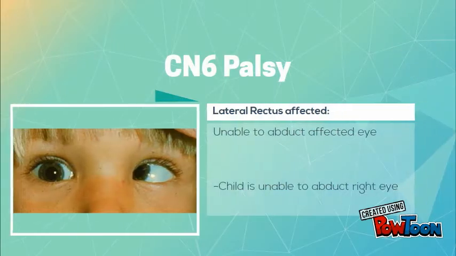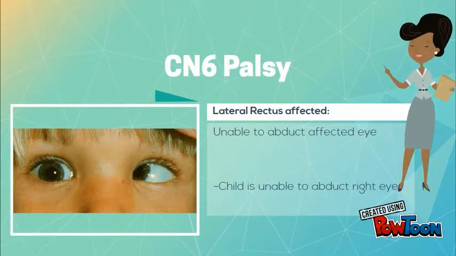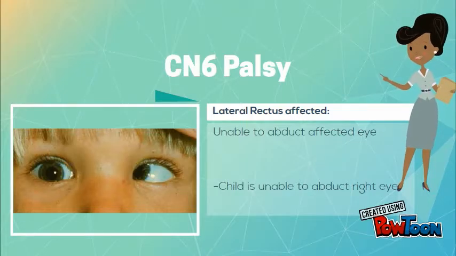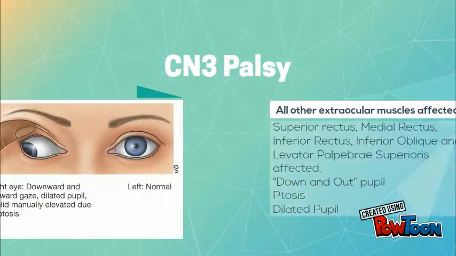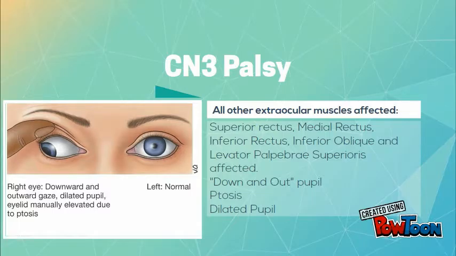CN6 palsy. So lateral rectus will be affected, so they will be unable to abduct that affected eye. So as you can see in this picture, the child is trying to look towards the right, and because of the palsy, they are unable to abduct their right eye. CN3 palsy. All the other extraocular muscles are innervated by the oculomotor nerve, so a palsy in this will cause a down and out pupil, and also it will result in ptosis, as the eyelid is elevated by levator palpebri superioris.